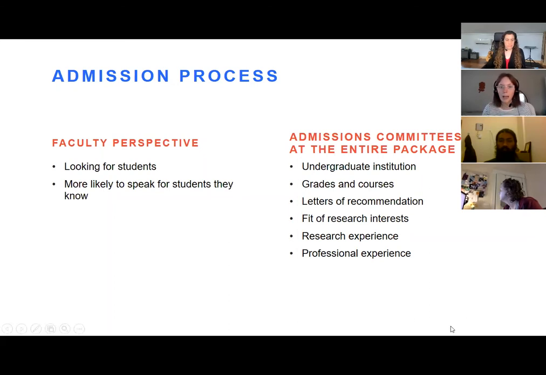So once they have everything, they're going to look at all the things you submitted. They're going to look for fit of research interest, your previous experience, your professional experience, looking at your whole package to determine whether to admit or not.